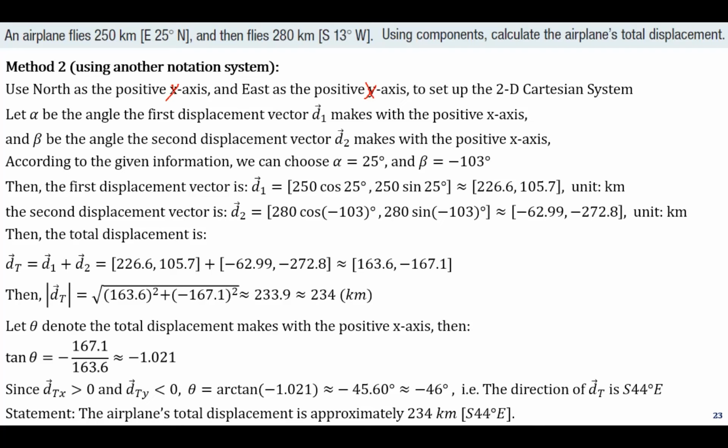Okay, so if you know the two components of a total displacement, then you can calculate the magnitude of this vector, which is the square root of squared x component plus squared y component. And this gives us approximately 234 kilometers. Again, if you know the x and y components of a vector, you can also find the angle that this vector makes with positive x-axis. So we can let theta denote the angle the total displacement makes with the positive x-axis. Then we have the following relationship. Tangent theta must equal the y component over the x component, which is around -1.021. Also note that the x component of dt is greater than 0 and y component of dt is less than 0. This means the position vector of dt must lie in the third quadrant, right?